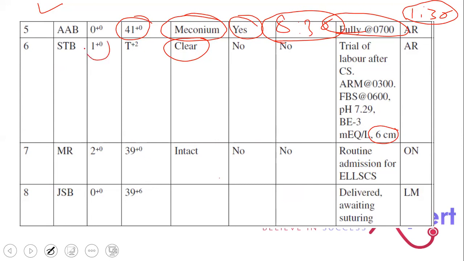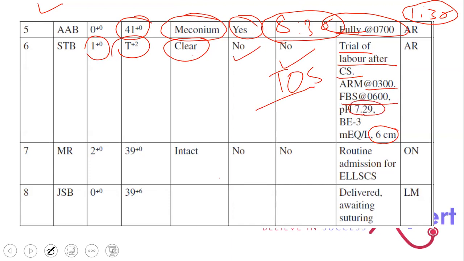Now, this is important. Gravida 2, term plus 2 days. Previous cesarean scar, she is not on epidural, no syntocinone, but she is on trial of scar. ARM done at 3 o'clock, FPS done at 6 o'clock, which is 7.29. Normal. And she was 6 centimeters at 6 o'clock. And now it is 8:30, and 2.5 hours have gone by.